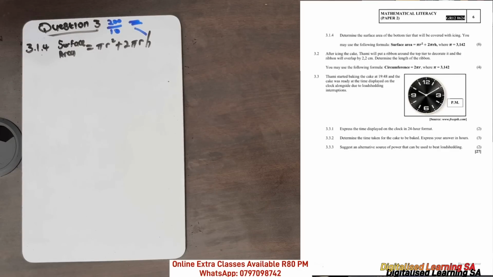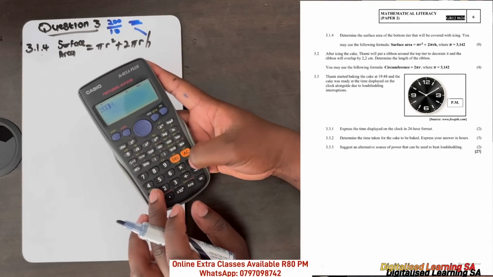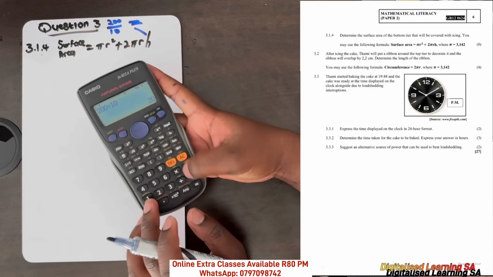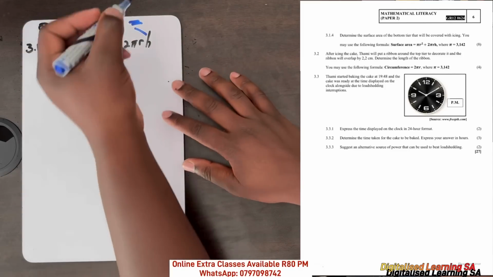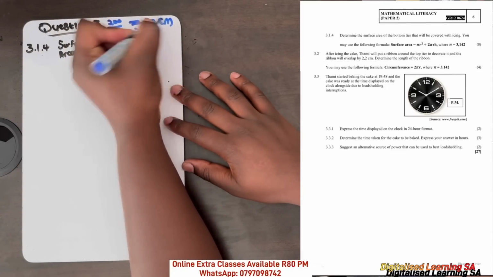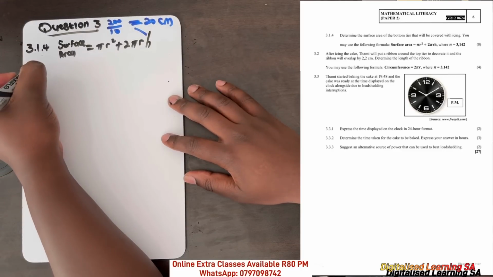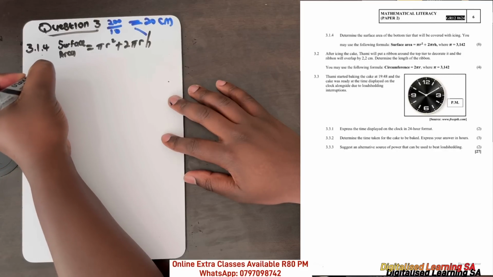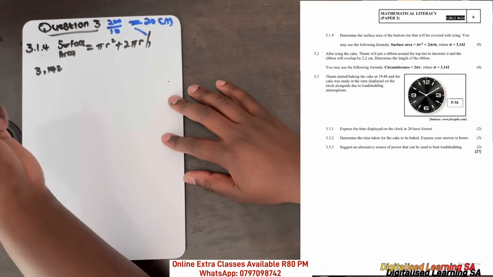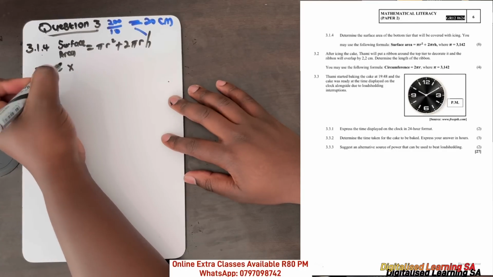Okay, so 200 divided by 10, our answer will be 20, meaning that our height will now be 20 centimeters. I hope that makes a lot of sense. Now we have our complete formula, so let's go ahead and calculate our surface area. We know that our pi is 3.142, and then we will multiply by our r.